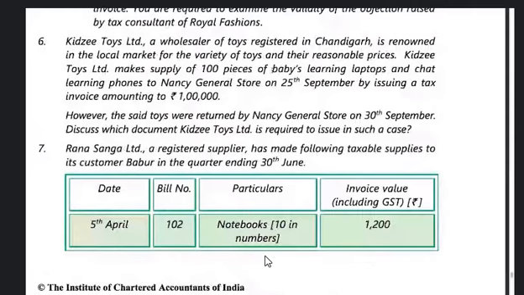Shyam Fabrics has opted for composition levy scheme in the current financial year. It has approached you for advice whether it is mandatory for it to issue a tax invoice. So for composition levy dealer, what is the invoice we are going to issue? That is the bill of supply.